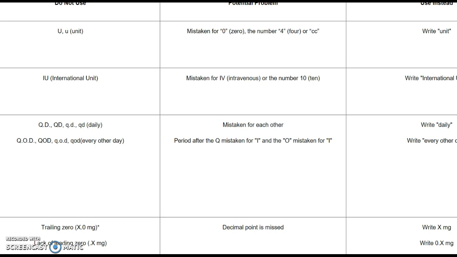And then this one will be important, especially with your med math, is you don't want to have a trailing 0. So if the answer is a whole number and you get 15.0, you just want to put 15 because sometimes a decimal point can be missed and people will think it'd be 150. And you always want to have a 0 in front of a decimal point. So you would write 0.5 because sometimes a decimal point could be missed. So you would be thinking it would be 0.5 milligrams, but if you don't have that 0, it could look like 5 milligrams.